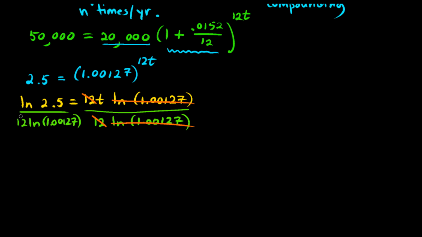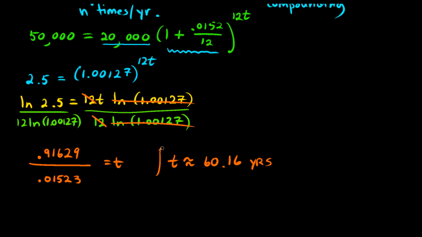So ln of 2.5 is roughly 0.91629. We're going to divide that by 12 times ln of 1.00127. That's roughly 0.01523. So if we divide those out, 0.91629 divided by 0.01523, t is going to be roughly 60.16 years. It's a long time to wait, but that's the answer.